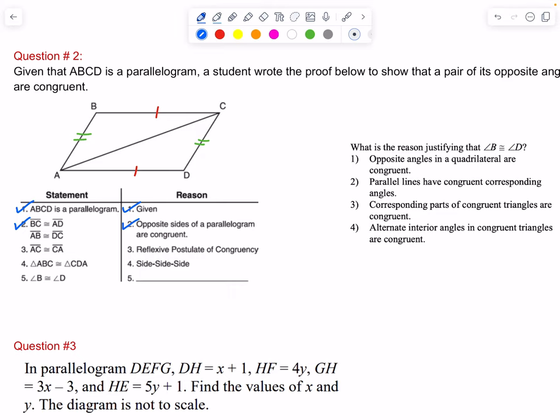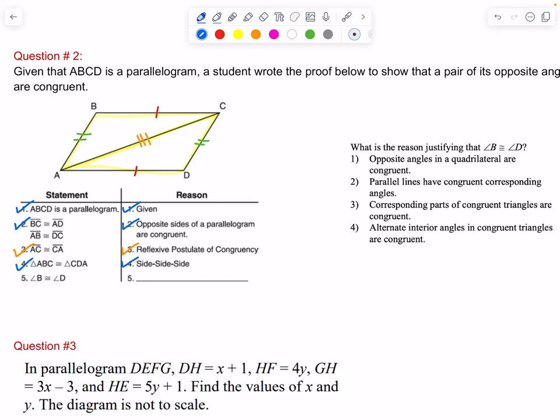When you're reading a proof question, you want to read through it and try to label everything they state so you can follow with that thought process and figure out what the next step would be in that process. So then they said AC is congruent to CA, which is itself. So that is the reflexive property when we state something is congruent to itself. And then we can finally state that triangle ABC is now congruent to triangle CDA based on side, side, side.